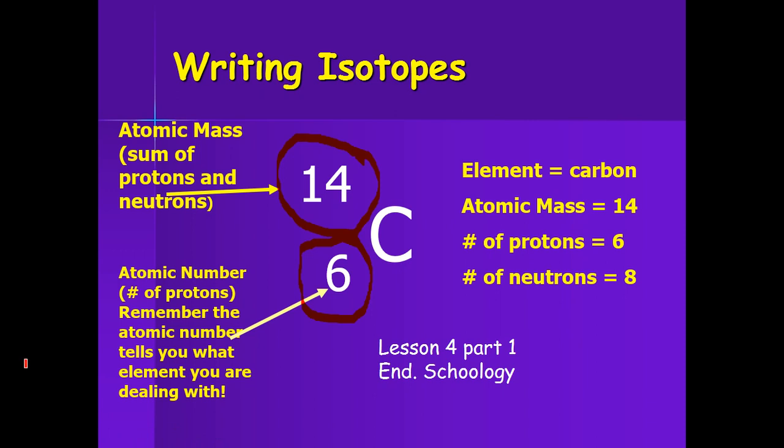So, given here, the element is carbon. It's this particular isotope, the atomic mass is 14. The number of protons is 6. And the number of neutrons is, if I was to take that 6 away from the 14, it's going to give you 8. Or if you go like this here, if I was to subtract 14 minus 6, it's going to give you 8.